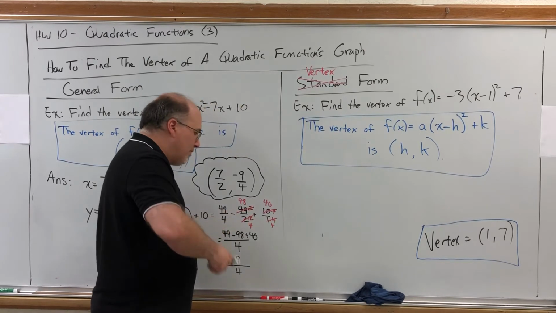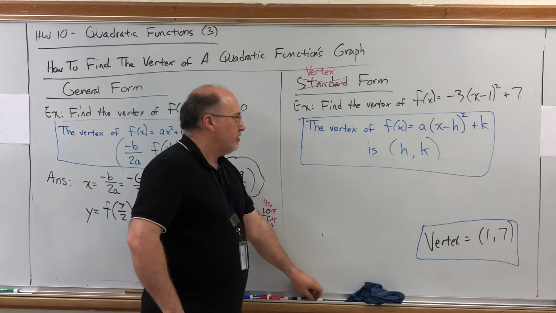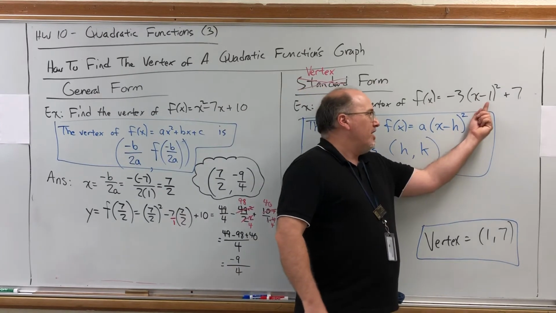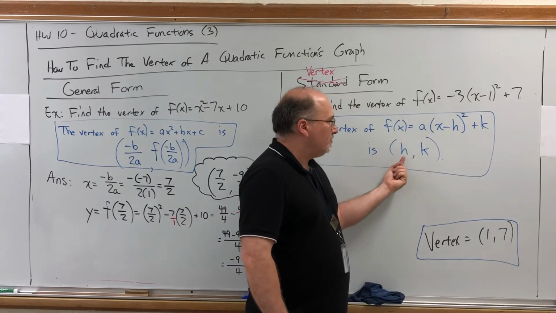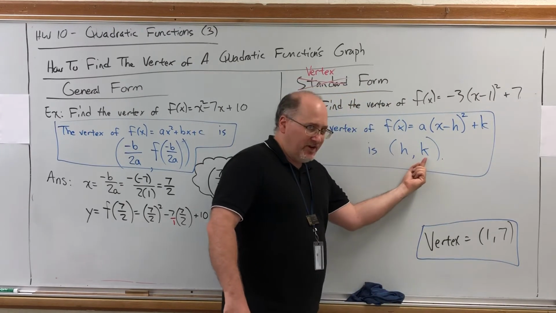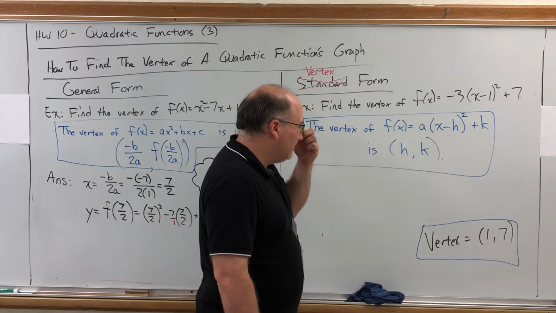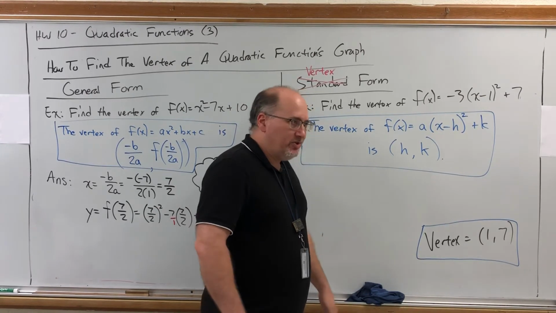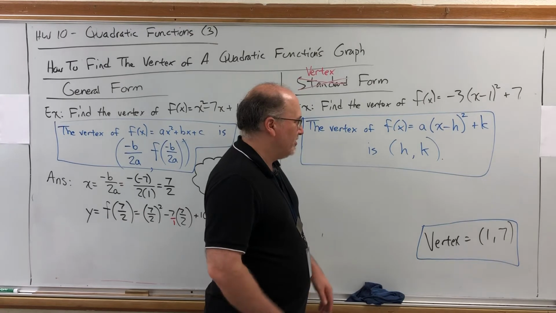So the vertex is embedded inside of standard form. You just have to remember, the number after the x comes out and changes signs. The number at the end comes out and doesn't change signs, excuse me. Believe it or not, it's consistent. But one changes signs and the other one doesn't change signs.